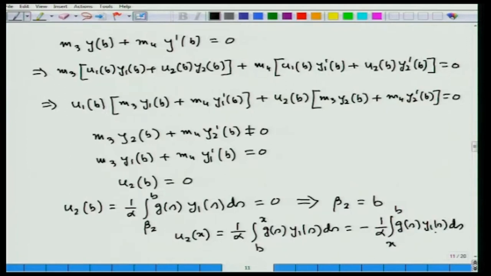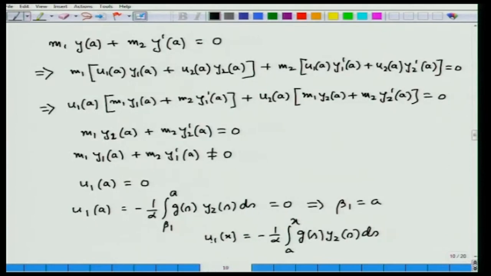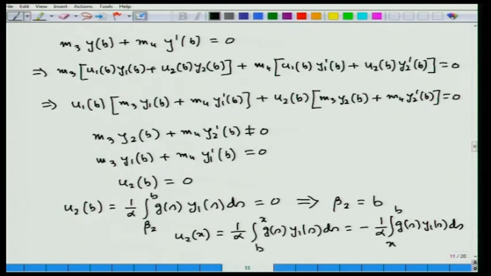So, just remember these two expressions, that is u 1 x equal to minus 1 by alpha integral a to x g s y 2 s d s, and u 2 x equal to minus 1 by alpha integral from x to b g s y 1 s d s. This is obtained using the condition that y x satisfies the boundary condition on the left end and the boundary condition on the right end, and we have obtained earlier the expressions for u 1 dot x and u 2 dot x using the condition that y equal to u 1 y 1 plus u 2 y 2 is a solution of the non-homogeneous equation.